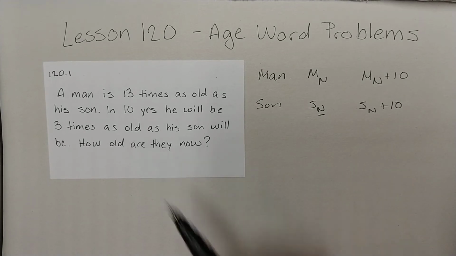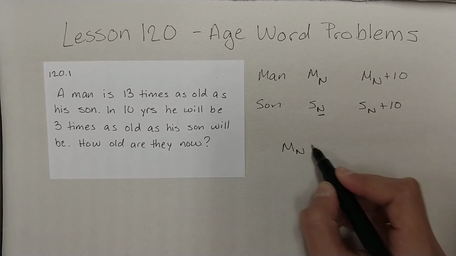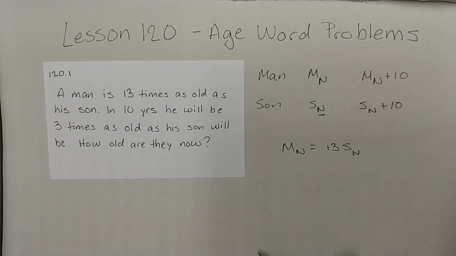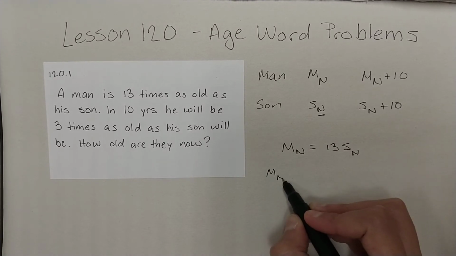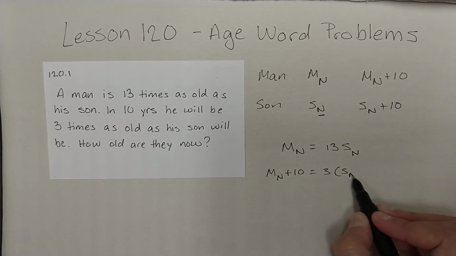Alright? So we'll look at the problem. We see the man is 13 times as old as his son. Alright, so the man is 13 times as old as his son. Alright, and then in 10 years, he'll be 3 times as old as his son. So we'll set up the equations.